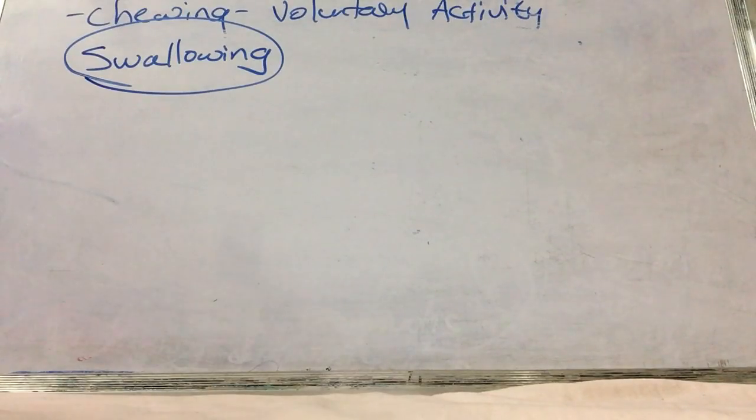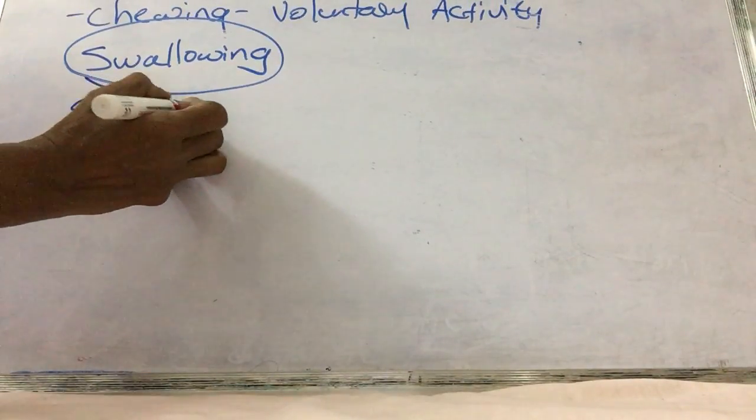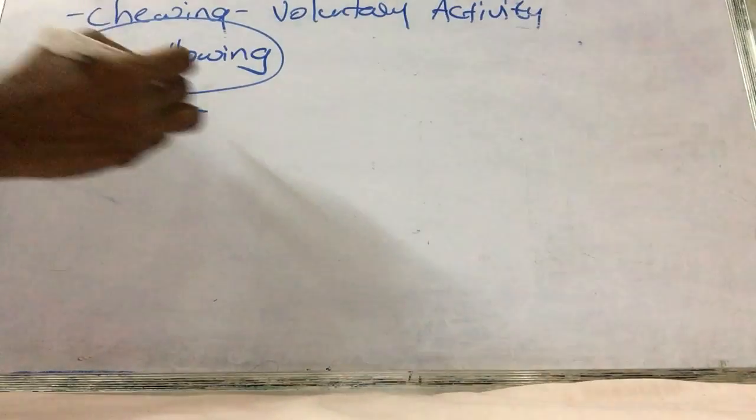And coming to the stages of deglutition, there are 3 stages of deglutition. One is the oral phase, the pharyngeal phase and the esophageal phase.